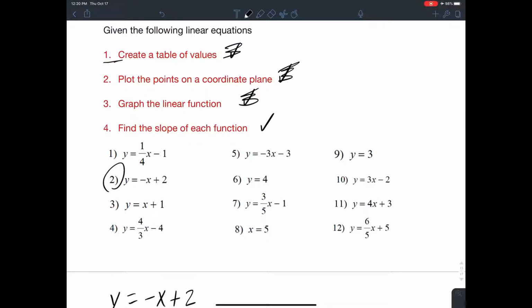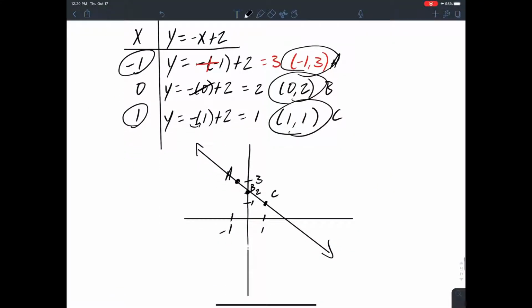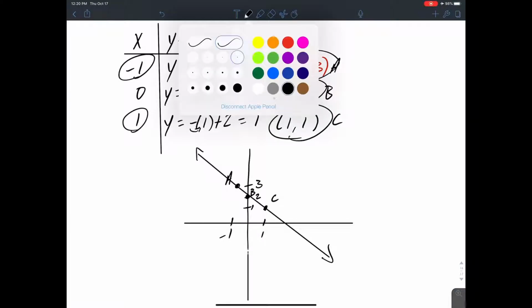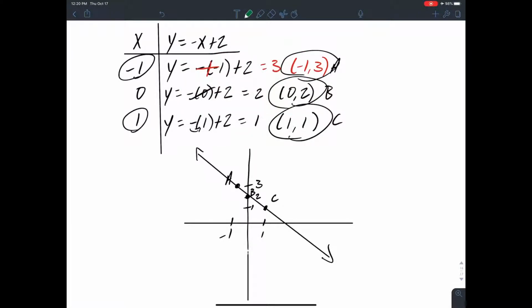We graphed the linear function. Find the slope of each function. So basically the slope is the rate of change. Okay, so here we started at 3, right? And then we went to 2. And then we went to 1. What is it changing by?